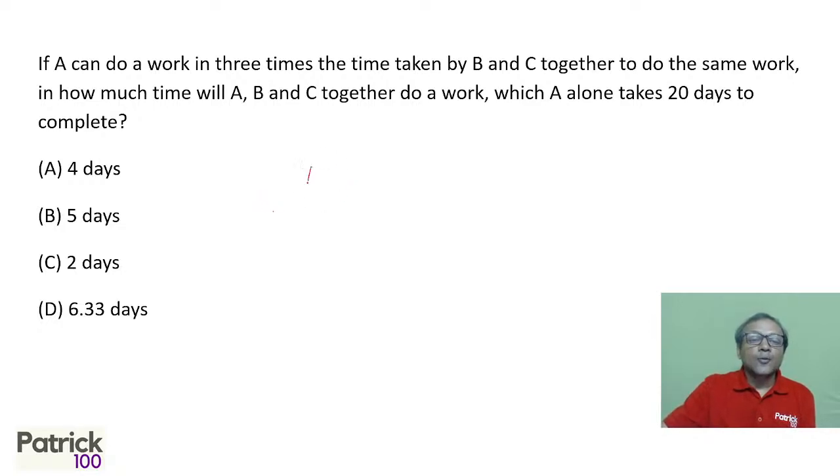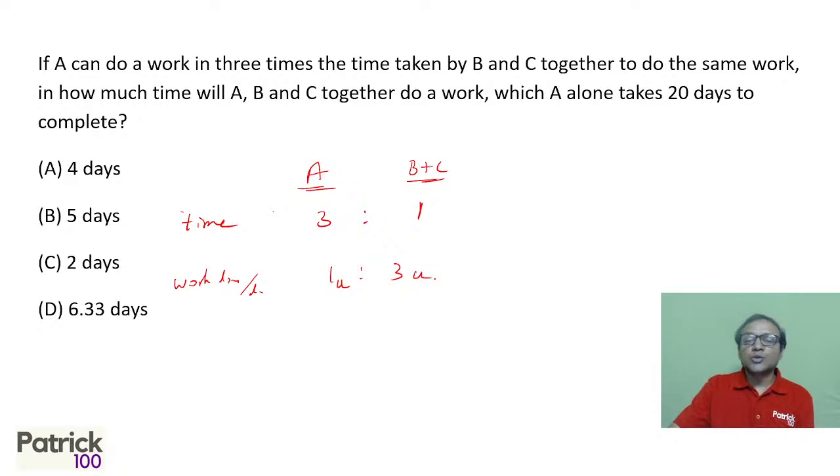So A you have, and B and C together, that's what it is. A can do the work in 3 times the time. So we are given a time. A takes 3 times the time that B and C together take. So now the time is 3:1. That is, the days taken differ, so the work done per day will be 1:3, reversed. A does 1 unit of work per day, B and C together do 3 units of work per day.